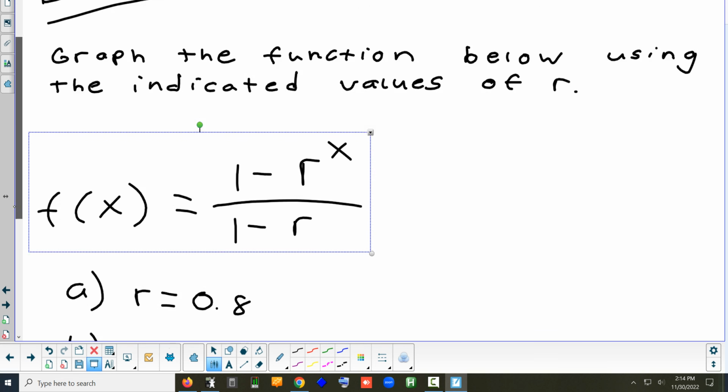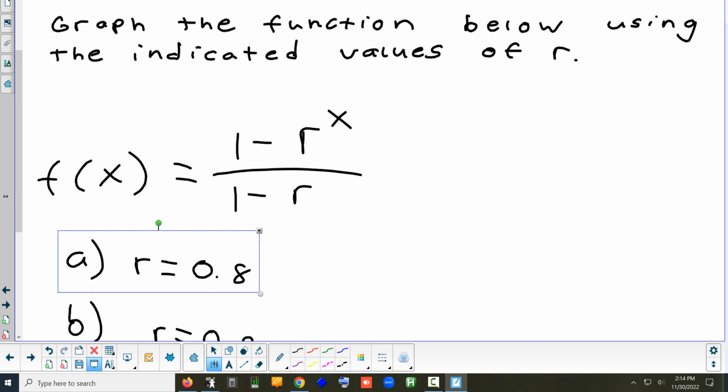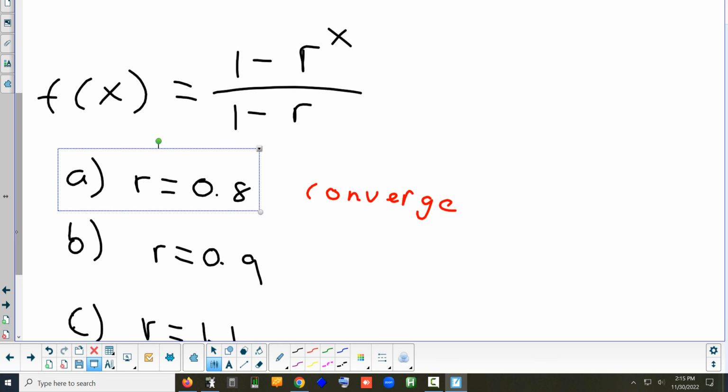But if we typed that in, and we went to the table, and we looked at an example where R is 0.8, what do you think would happen with 0.8? Would the numbers be getting smaller and would they converge? Or would they be getting bigger and they would diverge? They were getting smaller. This would converge. What would it converge to? I don't know. I need to know what the first term in the sequence is. I don't know that. How about 0.9?